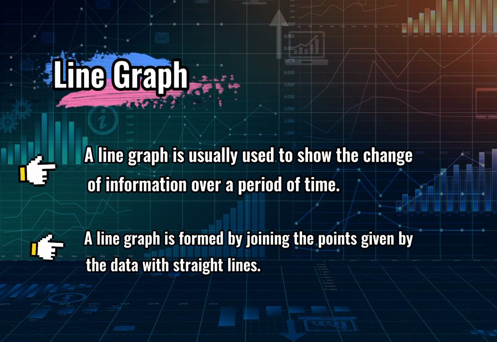Line graph. A line graph is usually used to show the change of information over a period of time. This means that the horizontal axis is usually a time scale, for example, minutes, hours, days, months, or years. A line graph is formed by joining the points given by the data with straight lines.